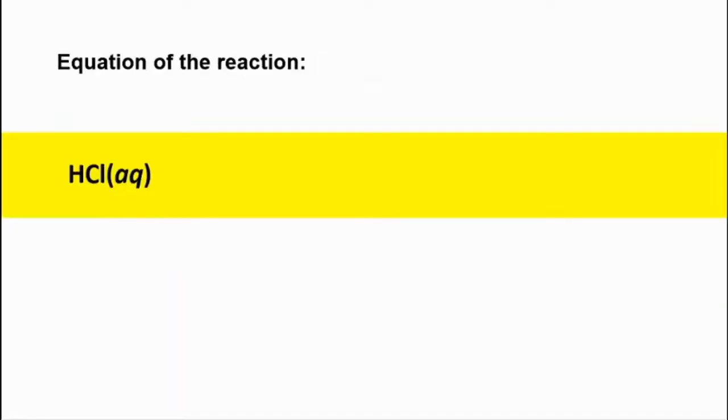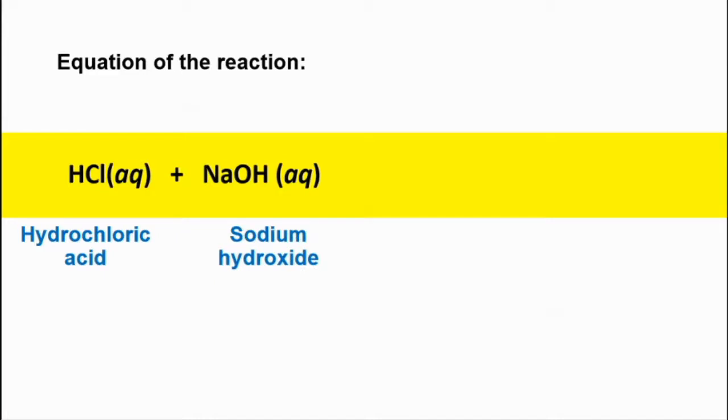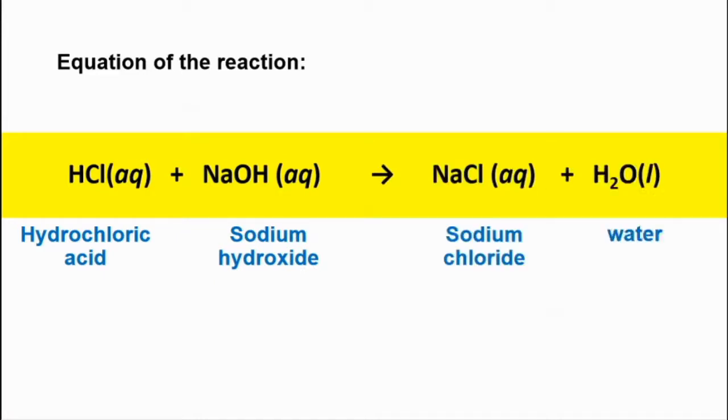Then we are going to write the equation for this reaction. In this reaction we are using hydrochloric acid instead of oxalic acid. So hydrochloric acid solution reacts with sodium hydroxide solution, and we are going to get sodium chloride and water. Is this equation balanced or not? Yes, it is balanced, so no need for us to do anything, because it is already balanced.